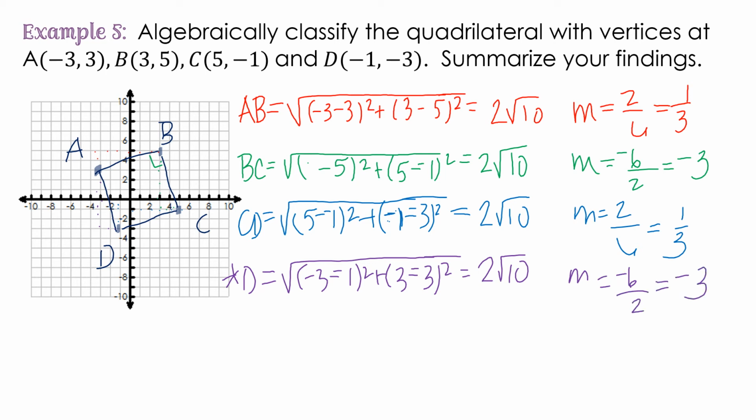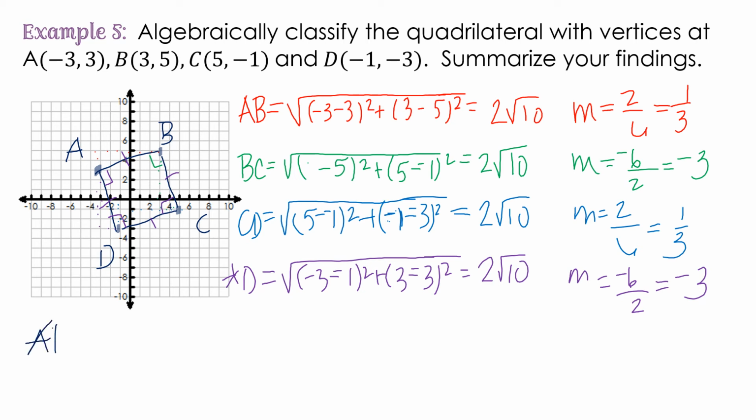So all of my sides are the same length, making it a rhombus, but then all of my slopes are opposite reciprocals, making those right angles, which then makes it a square. If you would have just done the sides and never checked the angles, you would not have been able to say this is a square. So it is important that if you think it's a square, that you do both.